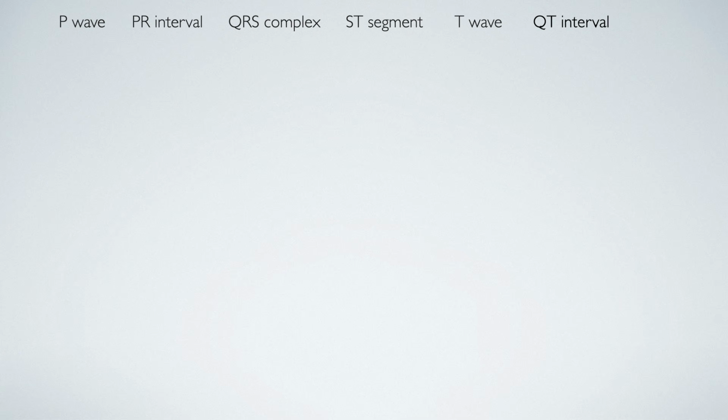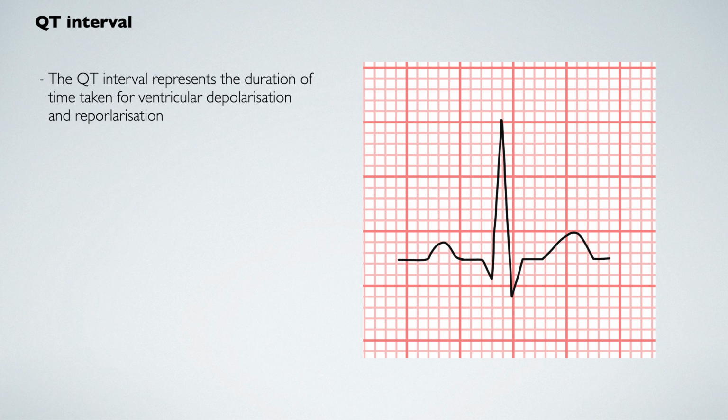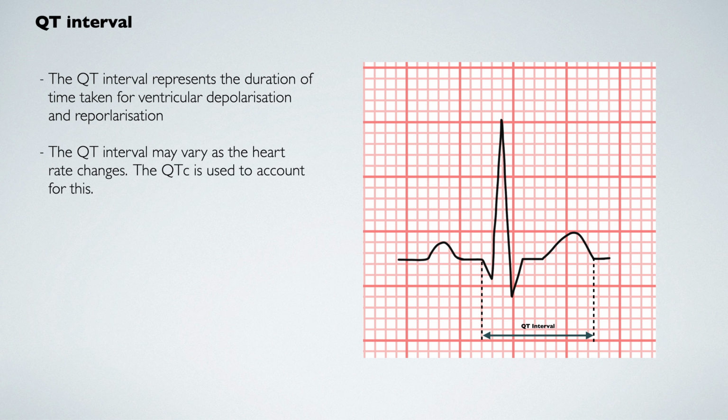The final area to explore in this show is the QT interval. The QT interval represents the duration of time taken for ventricular depolarization and then repolarization. It is measured from the start of the Q wave to the end of the T wave. The QT interval may vary as the heart rate changes, and as a result, the corrected QT interval, known as the QTc, is used to account for this.